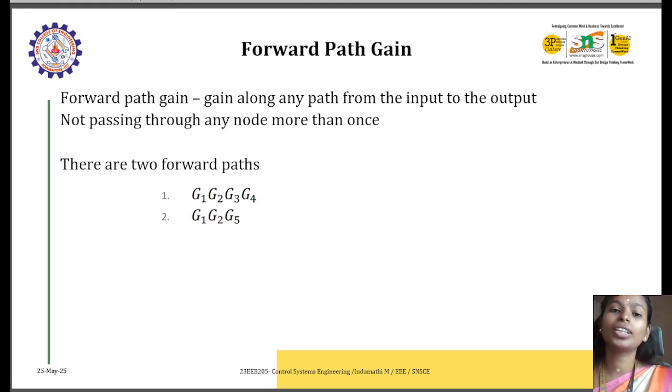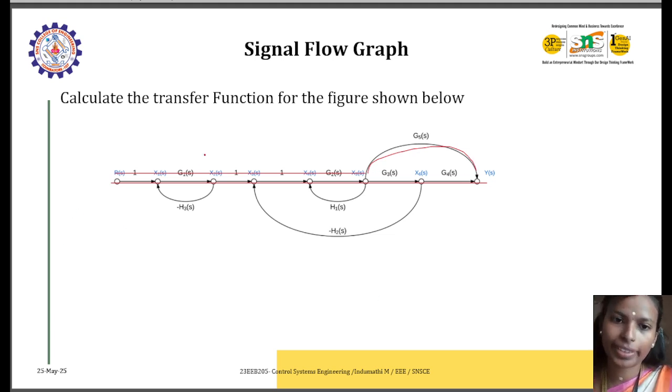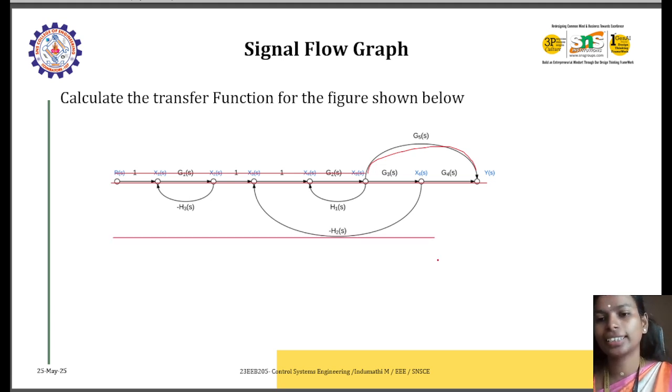So, what is a forward path? It should start from the starting point and should end at the ending point. But if we need, we can eliminate some nodes. Your path should start from the starting point and end at the ending point. So your first forward path is this one, and next, this one is also a forward path. The others are feedback, see the arrow marks. Someone might write it like this, but this H2 of S cannot be a forward path.